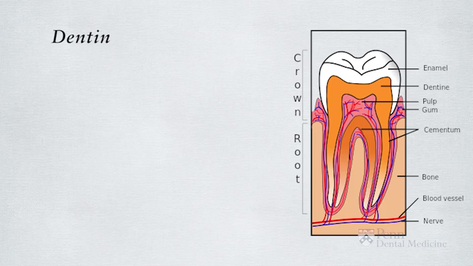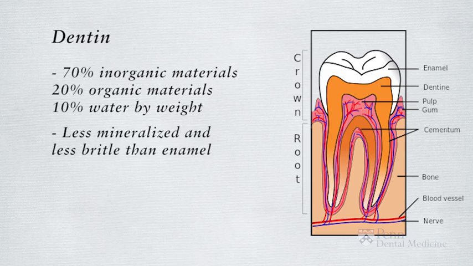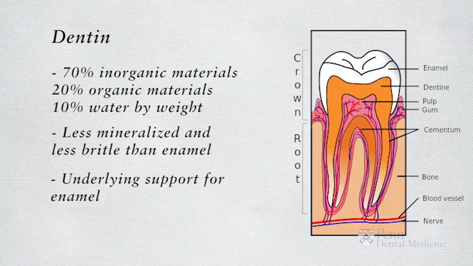Beneath the enamel is the dentin. Dentin is the substance between enamel or cementum and the pulp chamber. It is created by the odontoblasts of the pulp. This porous yellow-based material is made up of 70% inorganic materials, 20% organic materials, and 10% water by weight. It is less mineralized and less brittle than enamel, and it is necessary as an underlying structure for the enamel. Because dentin is softer than enamel, it decays more rapidly and is subject to severe cavities if not properly treated.